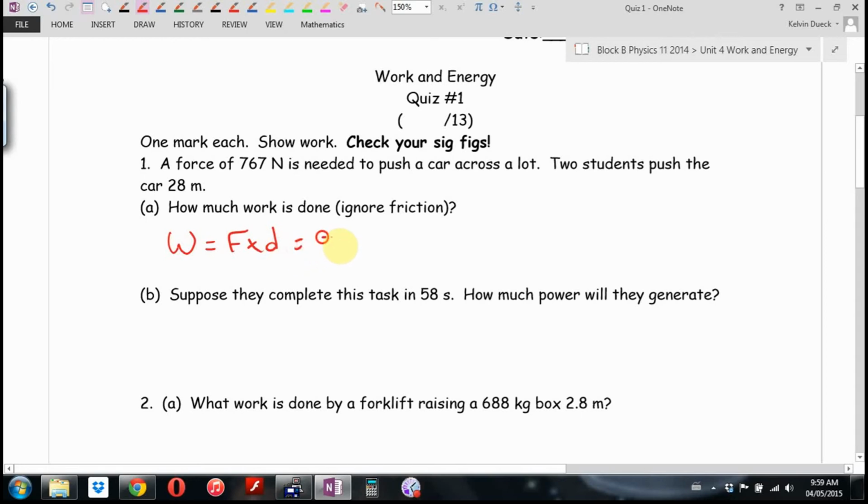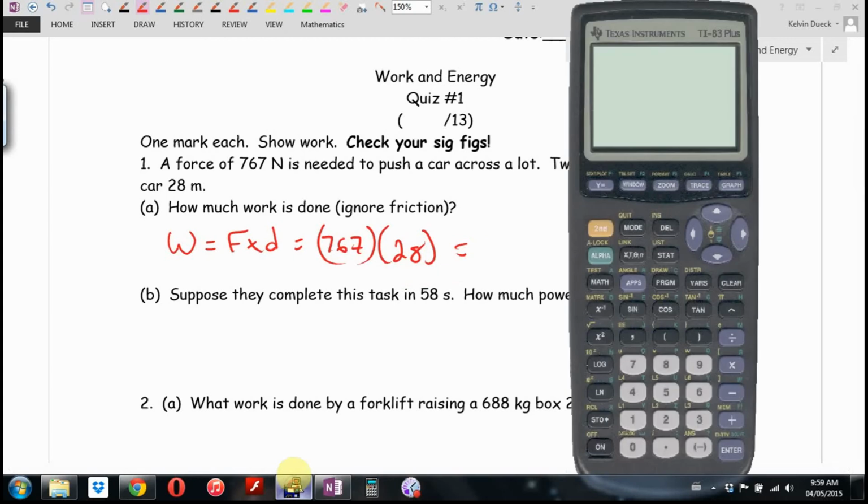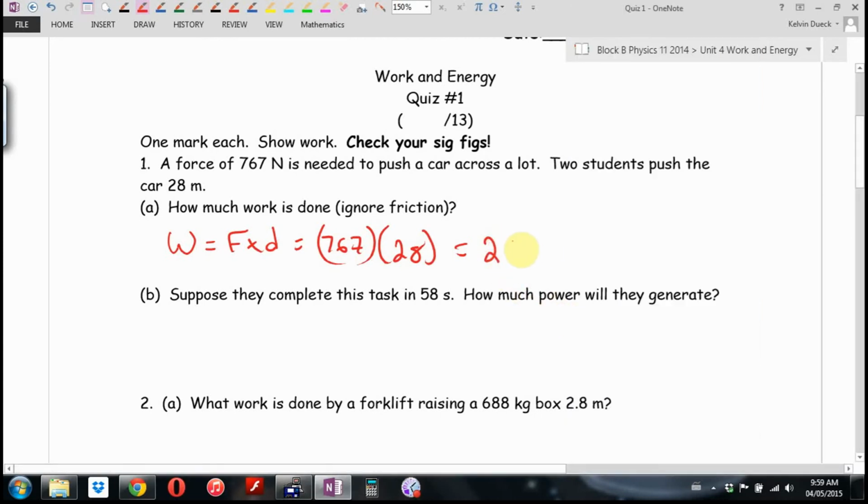So it's going to be 767 newtons times 28 meters, and I get 21,500 joules of work. I'll go to 3 sig figs.